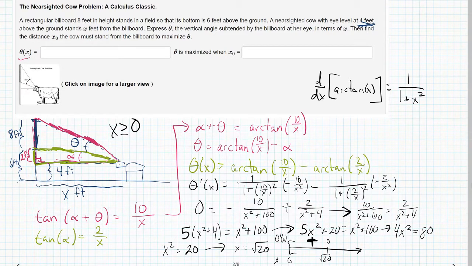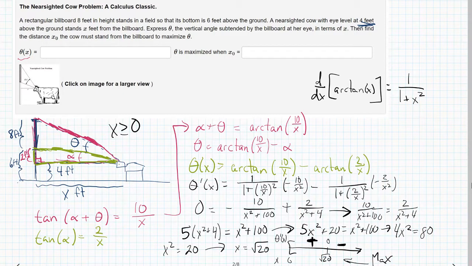And now take a number bigger. Let's do 100. If we do that, we get 100 squared, and so you'll get the negative 10. When we do the 100 squared and the 2 over 100 squared plus 4, that won't quite cut it for us anymore. So that'll be negative on that side. So that means we're going from increasing to decreasing. So that means a max.